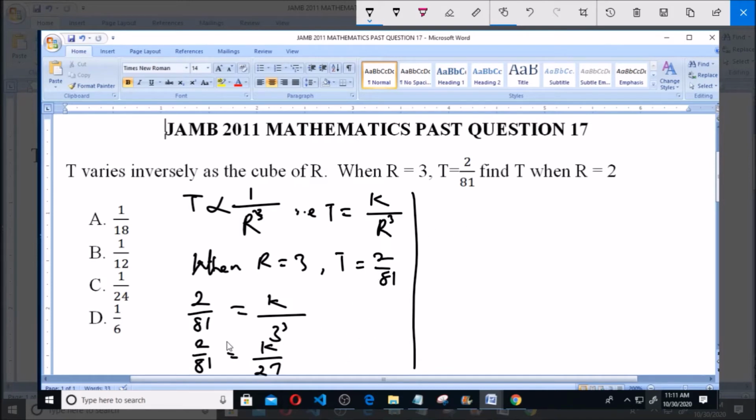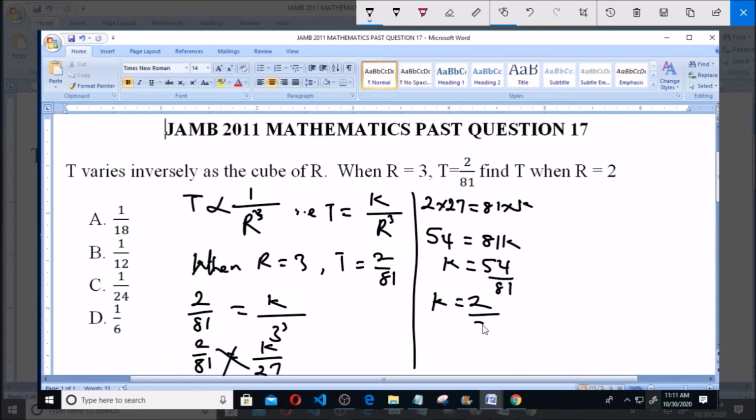So from this, when we cross multiply, we'll have that 2 multiplied by 27 is equal to 81 multiplied by K. So therefore we'll have 54 is equal to 81K. Then K is equal to 54 all over 81, and that is equal to 2 over 3. 2 over 3, that's the K. So therefore the equation connecting T and R is that T is equal to 2 over 3 all over R cube.